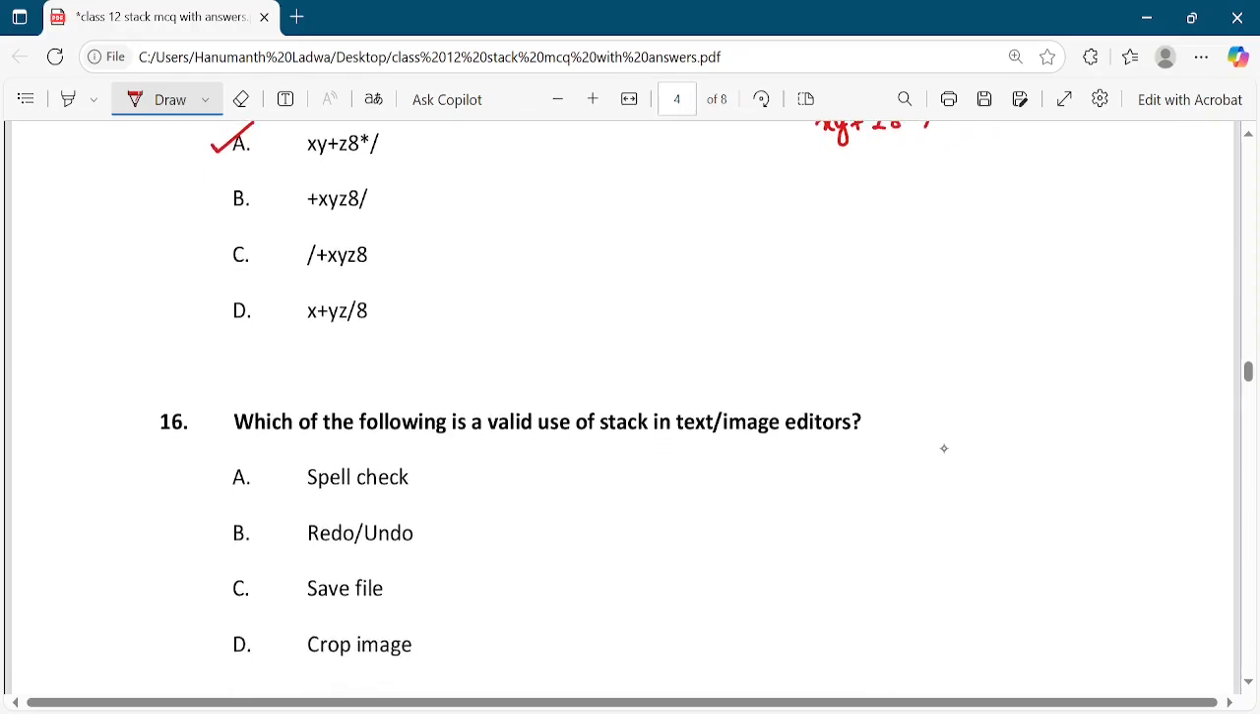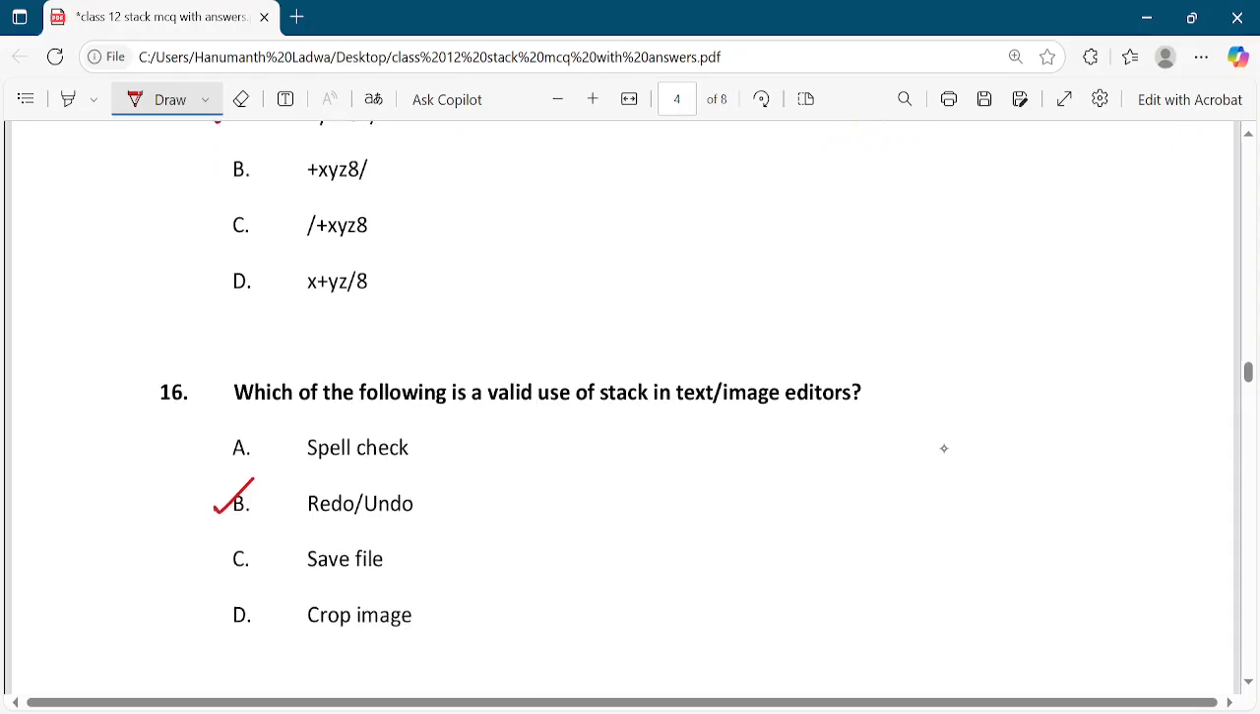So here the first option A is the right answer. Question number 16. Which of the following is a valid use of stack in text or image editors? Option A, spell check. B, redo or undo. C, save file. D, crop image. Here option B, redo or undo is the right answer.